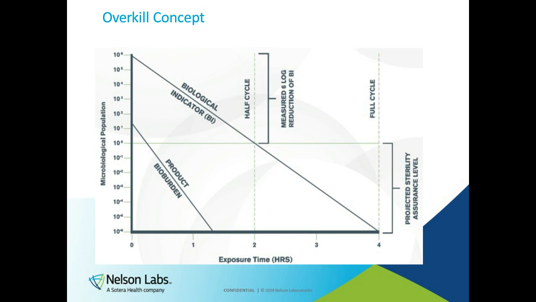At the 2-hour point, we see that the biological indicator line intersects with the 10 to the 0 of the population, and that's indicating in half cycle that you've achieved complete kill of your BI. If all process parameters and variables are held consistent, it can be assumed that in the second half of the cycle, making it the full cycle, that second 2 hours, you would have an additional 6 log kill, making that an overall kill of 10 to the 12th, or a 12 spore log reduction.